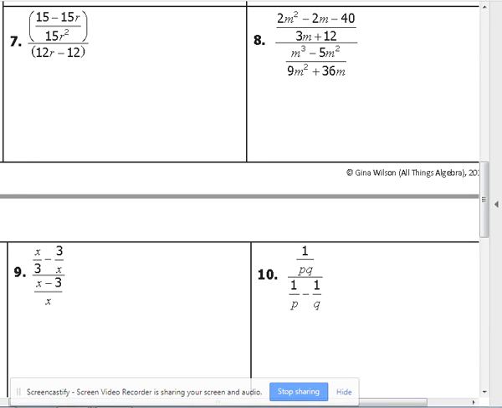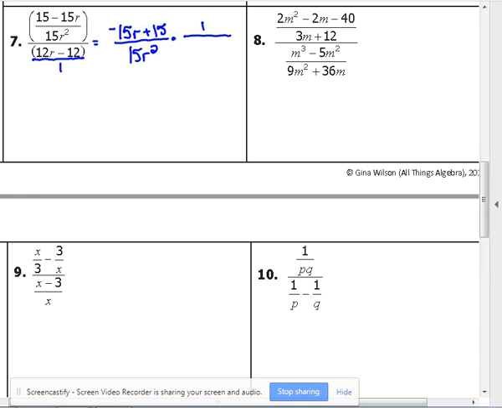On number 7, the numerator there is a fraction, but the denominator is not. So let's keep the top the same. Okay, and let's see here, the first numerator there is not in standard form, so I'm going to fix that. I'm going to put it in standard form. Negative 15r plus 15 over 15r squared times, you can make that denominator be a fraction. Just put it over 1 if it helps you visualize.